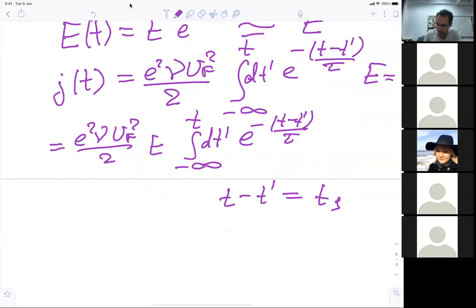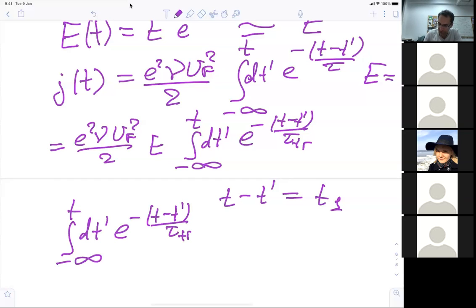Let me denote it as T1. Then the integral from minus infinity till t, dt prime, e to the power minus (t minus t prime) divided by tau transport. Sorry, I forgot to write transport. Transport is just an integral over dt1 from minus infinity. Sorry, when t prime, it's an integral from 0 to plus infinity.